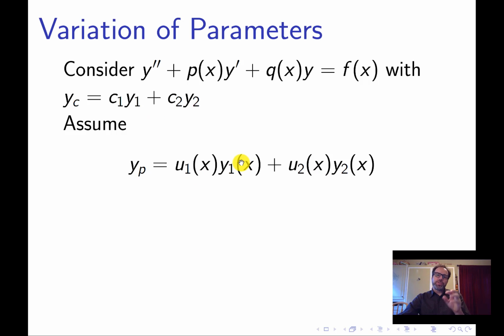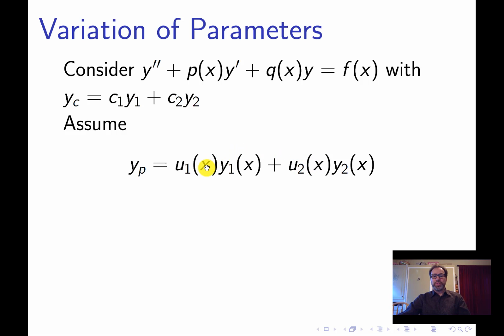So what we're going to do is assume that the particular solution is some function times y1 plus some function times y2. This turns out to be a very reasonable assumption. This is not necessarily a linear combination. Up here, I have that C1 and C2 are always going to be constants. Down here, I'm saying, no, they're not always going to be constants. These are going to be some function of x.